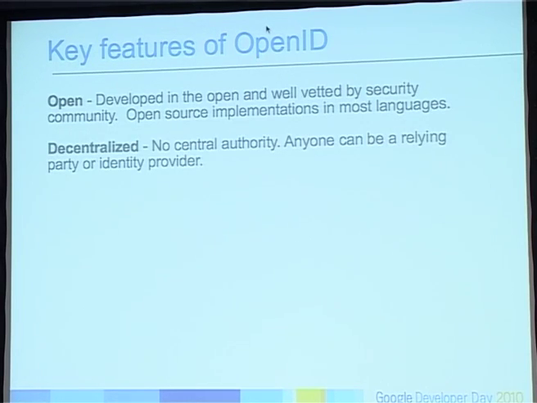It is decentralized, so there's no central authority. Anyone who wants to implement OpenID as either a relying party or an identity provider can do so. You don't have to register anywhere. You can just pop up a server and start serving your own identity. You can start accepting logins from any provider without having to go register with them and declare your app. So it's very decentralized, ad hoc, and it's pretty important.